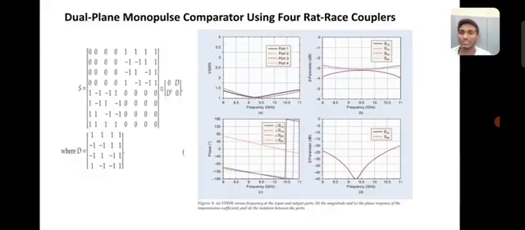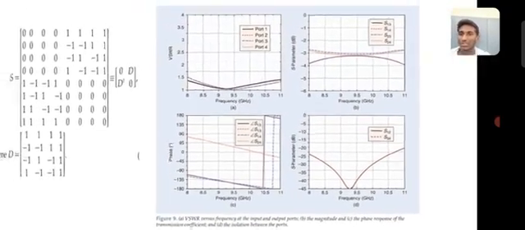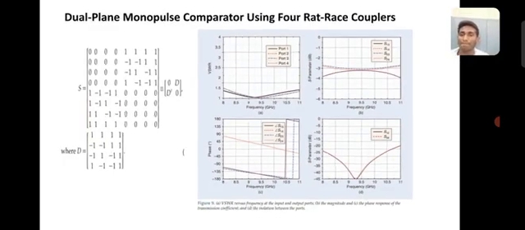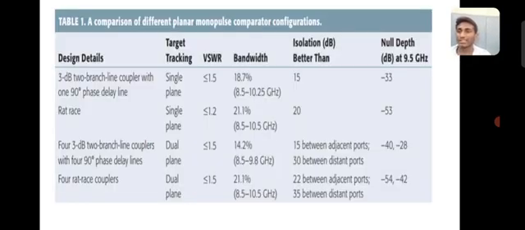So here you can see the similar graphs we described before. So here is the table which compares the different plane monopulse comparator configurations, like dual plane, single plane, and rat race, which have design details like 3 dB two branch line couplers with or without 90 degree phase delay lines, and 4 dB two branch line couplers with 90 degree phase delay lines.